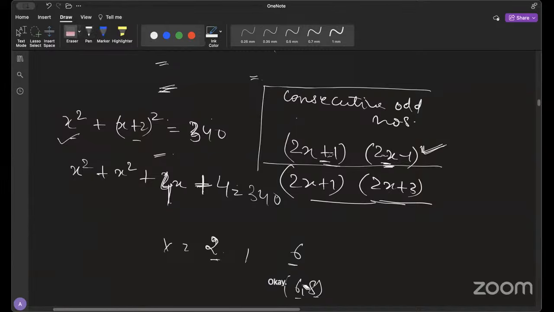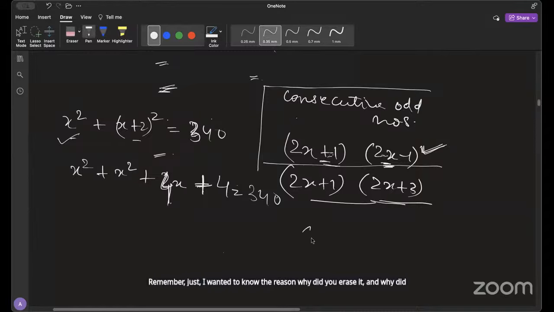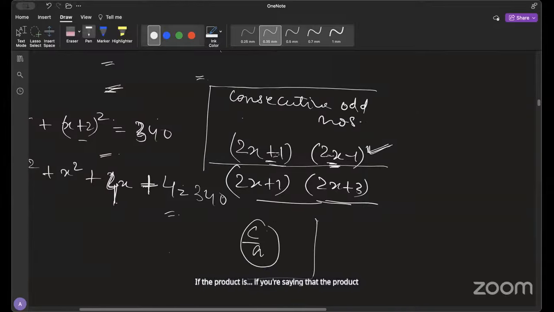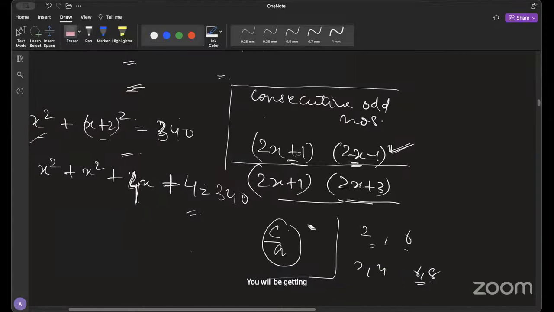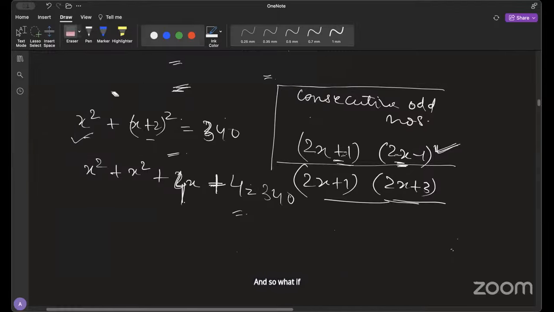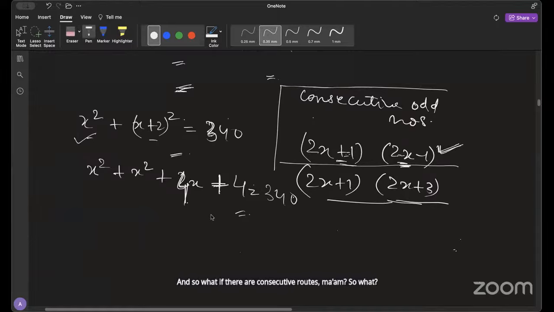Okay, ma'am, wait. Ma'am, I just wanted to know the reason why you erased it and why you can't actually do C by A. My confusion was that if you have two roots, 2 and 6, then you will have to do 2, 4 and 6, 8. But you can't actually do it because you will be getting consecutive roots in this one. Can you show the solution for how it can be done this way? Ma'am, so what if there are consecutive roots? We will have consecutive roots here and no one will talk now.